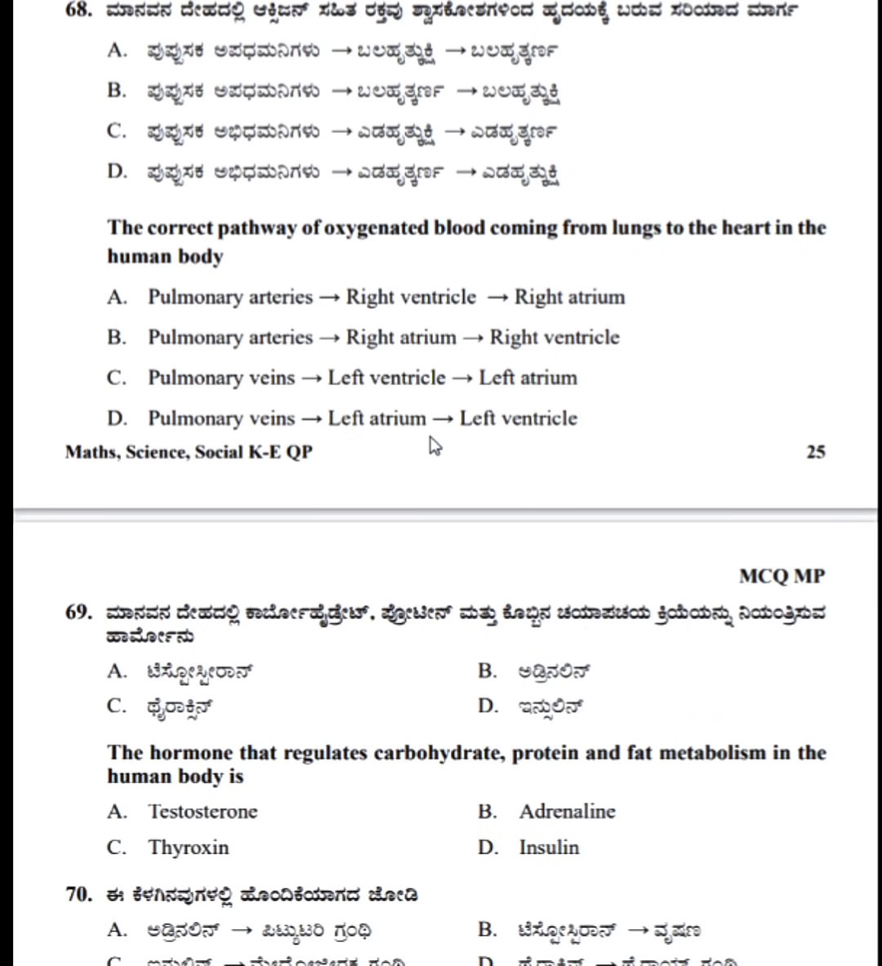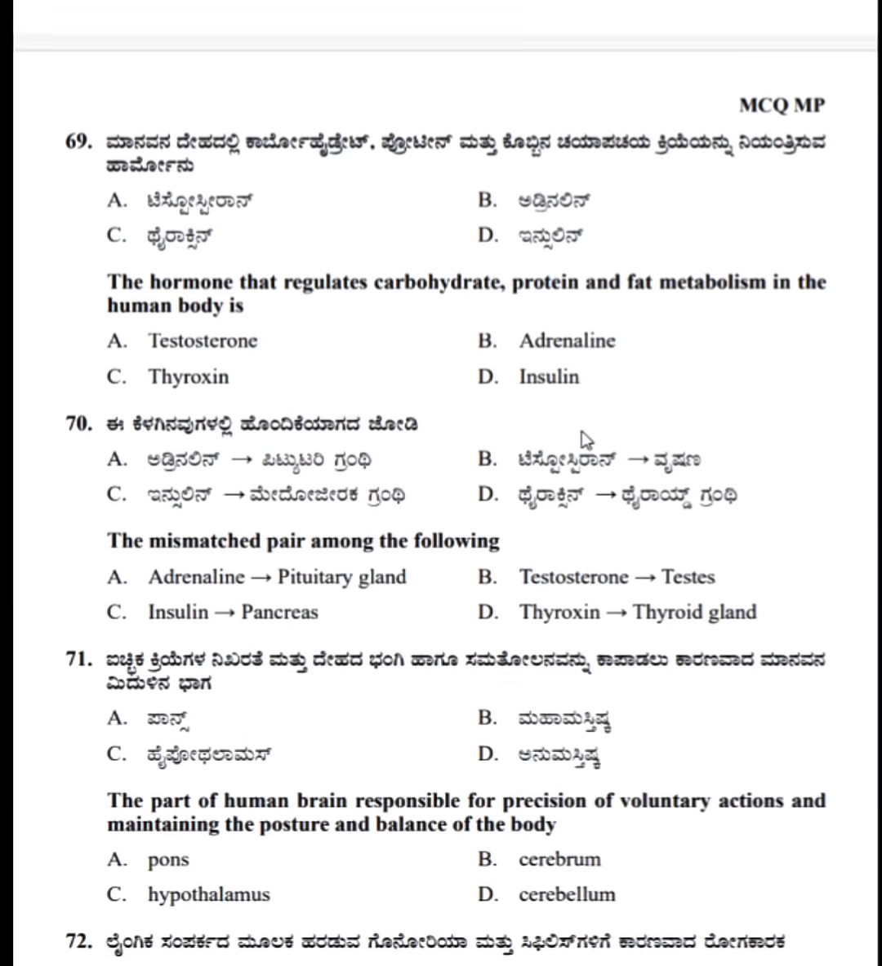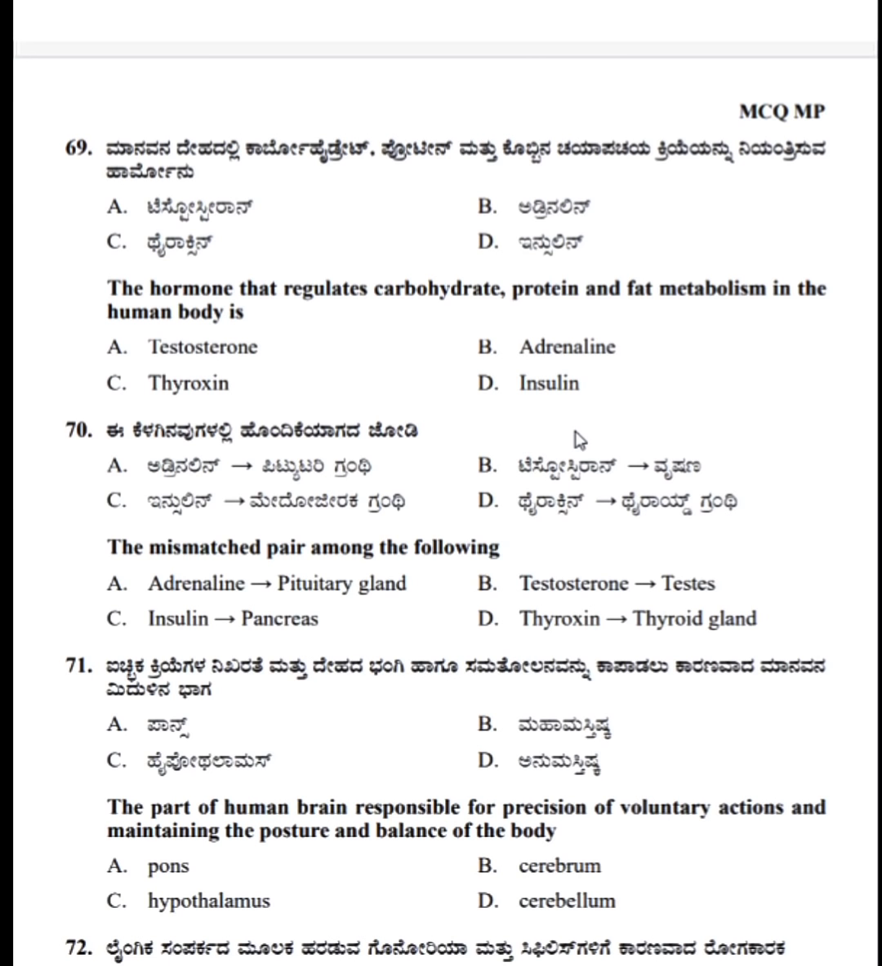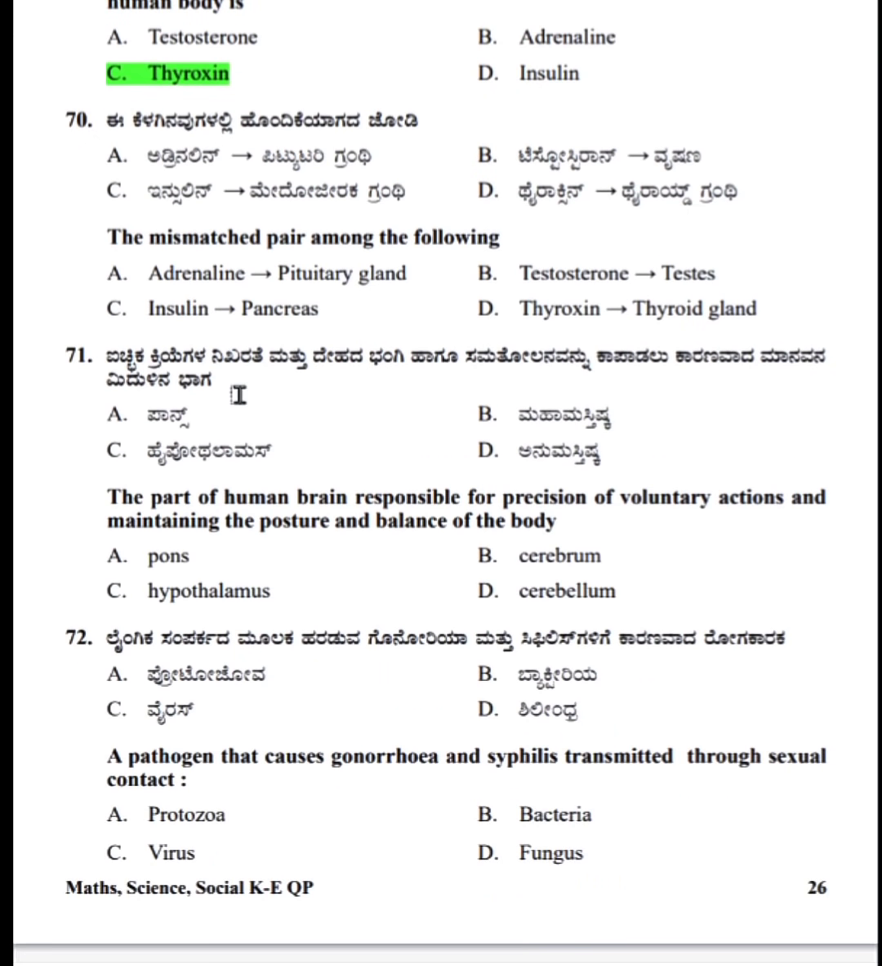Question number 68. The correct pathway of oxygenated blood coming from lungs to the heart in the human body is, the correct answer is option D, pulmonary veins, left atrium, left ventricle. Question number 69. The hormone that regulates carbohydrate, protein and fat metabolism in the human body is thyroxine. Thyroxine hormone regulates carbohydrate, protein and fat metabolism in the human body.